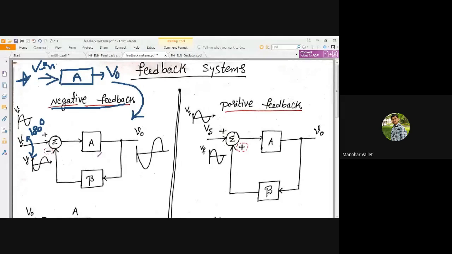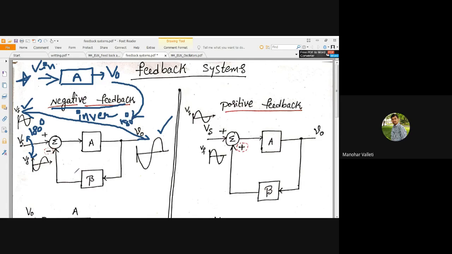And please observe, among all the amplifiers, inverting amplifier is more popular, right? Inverting amplifier is more popular. So you just observe here, if you apply Vs like this, you will get at the output of the inverting amplifier 180 degrees phase shift. So if you compare this and this, there is 180 degrees phase shift. So here you will get 180 degrees phase shift between the feedback signal and the input.